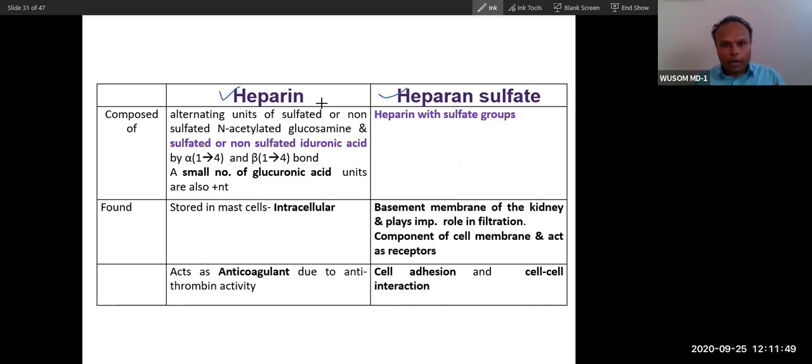They are very similar, but the only main difference is that heparin you will see intracellularly. This is the only heteropolysaccharide that is present inside the cell. Otherwise, all heteropolysaccharides are present outside the cell. Because heparin functions as an anticoagulant, that is why it is inside the cell. Both are almost similar. It has iduronic acid. Remember iduronic acid.